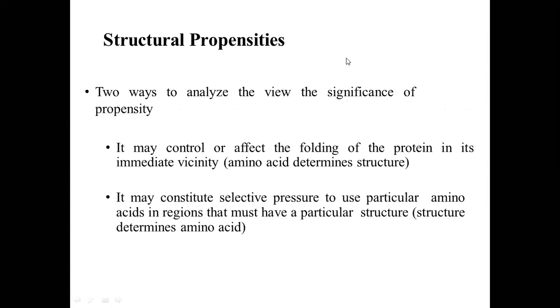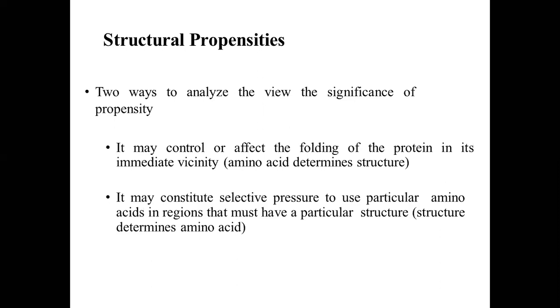After that, we also have two ways to view the significance of propensity. It may control or affect the folding of the protein in its immediate vicinity. Amino acids determine structures. You know it very well. It may constitute selective pressure to use particular amino acids in regions that must have a particular structure. Structure determines amino acids. We discussed earlier, at the start of our lecture, that all the functions of the protein depend on the structure, and the structure depends on the amino acids. Amino acids determine the shape of the structure.